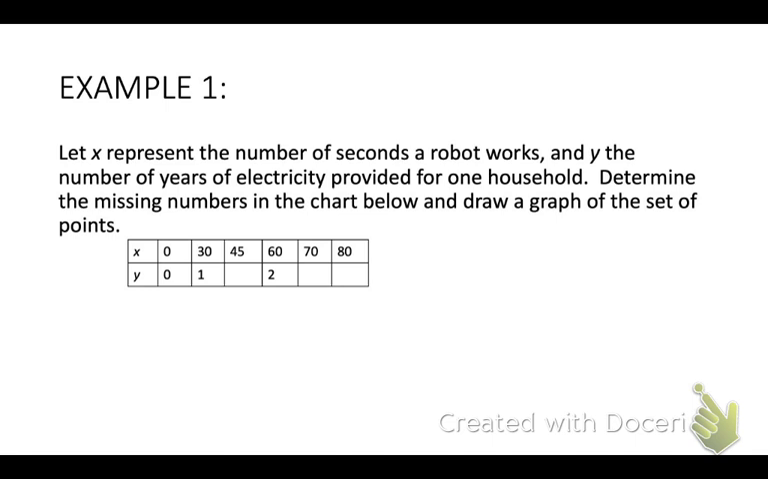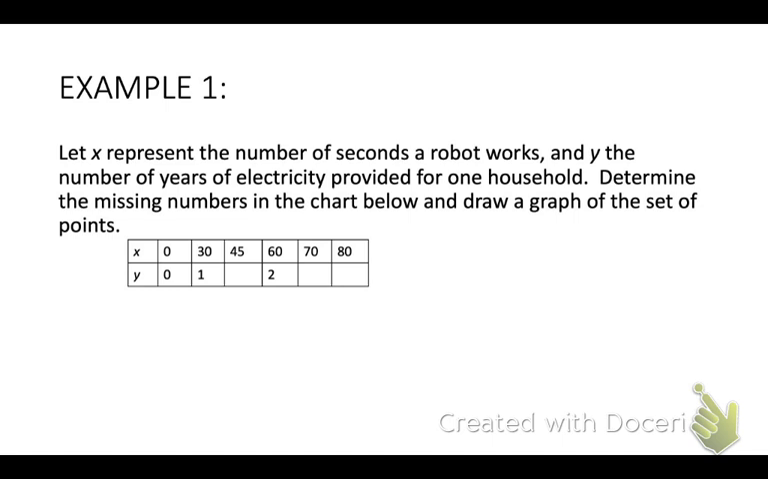Not really sure why we care about a relationship about the number of seconds a robot works and electricity provided for one household, but that's what the example is. So we can use graph calculators for this. But we don't necessarily need to, but we can just look at what the relationship looks like.